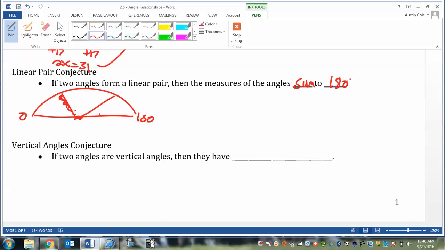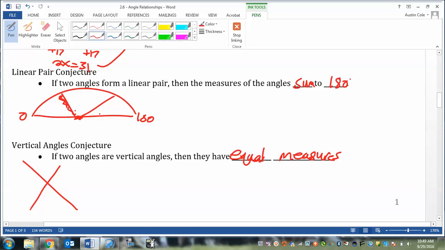Awesome. Okay, vertical angles. If two angles are vertical angles, then they have equal measures. So you see how this angle is on top of that angle? That's a vertical angle. This angle over here is on top of this angle, right? If you flipped it, kind of. So those are vertical angles. Basically, vertical angles occur when two lines intersect. They have to be straight lines, and these two angles will be congruent, these two will be congruent.